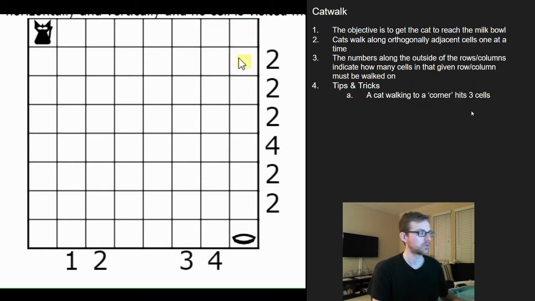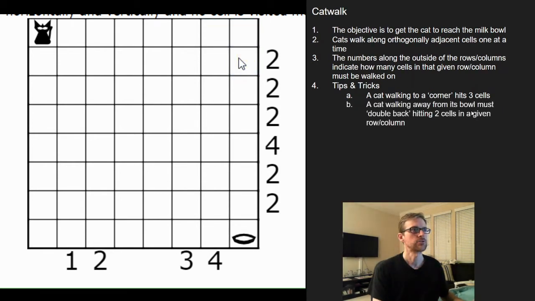And then along with the corners, also be aware that if you're ever walking away from the bowl, you're going to have to double back. So for instance, if I make my way this way towards the bowl and then I move away from it to the left, I'm going to have to double back and I'm going to have to hit those cells again. So always keep that in mind.